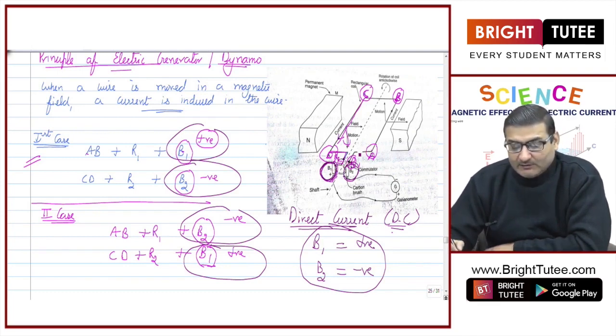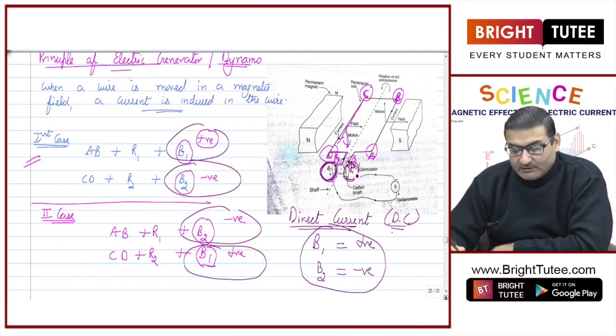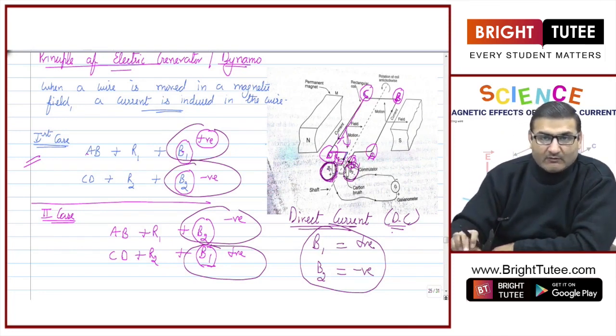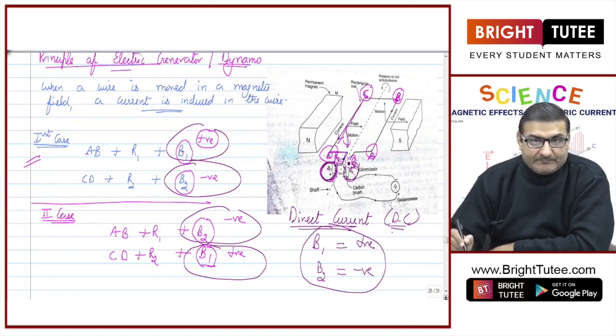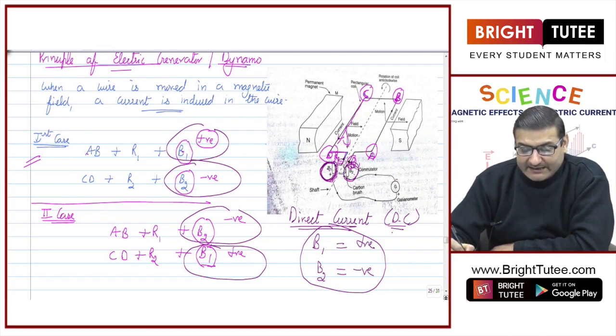That in this setup we saw that the carbon brush B1 was always at the positive terminal side and B2 is always negative, because every time we rotated the coil, these split rings changed their positions, right? Try to relate. When AB was here, the current was going in the downward direction. When AB was here, the current was going in the upward direction.